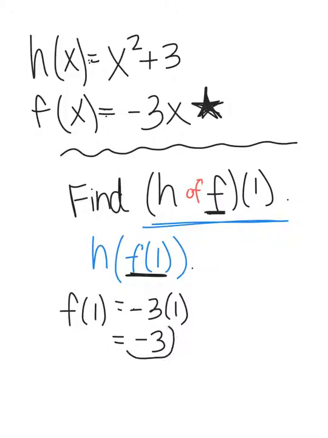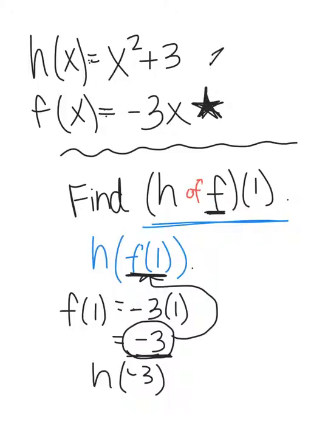Now that I have f of 1, I can plug that back in for that f of 1. So now I need to find h of my answer, which is negative 3. For h of negative 3, we look at our function h and plug in negative 3 as the input. I'll do that right here. h of negative 3 equals negative 3.